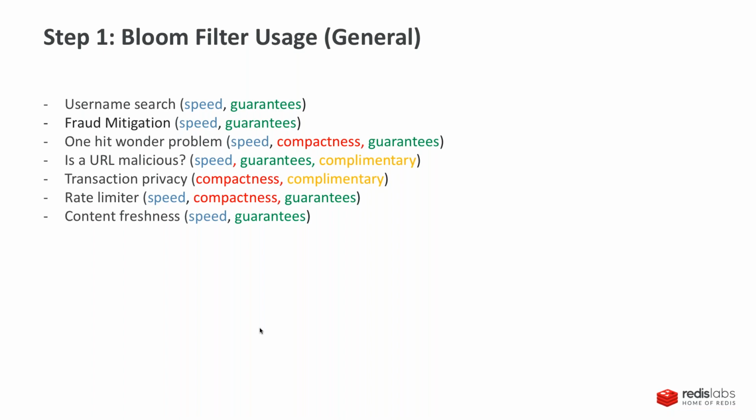And then content freshness. This is one of my favorite examples. Let's say you're going to a website and you always want to send the users of that website new articles, something they've never seen before, so they continue to consume content. Every time they read something, you add it to a Bloom filter, and when you're trying to generate the list of suggested articles, you check to see if they've seen them and provide only the ones they haven't seen before. So it can be a really cool way of doing that.